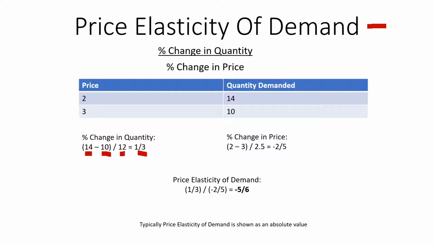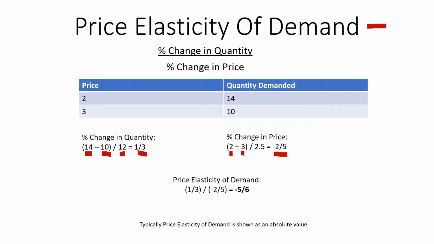Now, we do the same thing with price. Start with our old price, 2, subtract out our new price, 3, and divide by the average of 2 and 3, 2.5. This gives us -2/5.